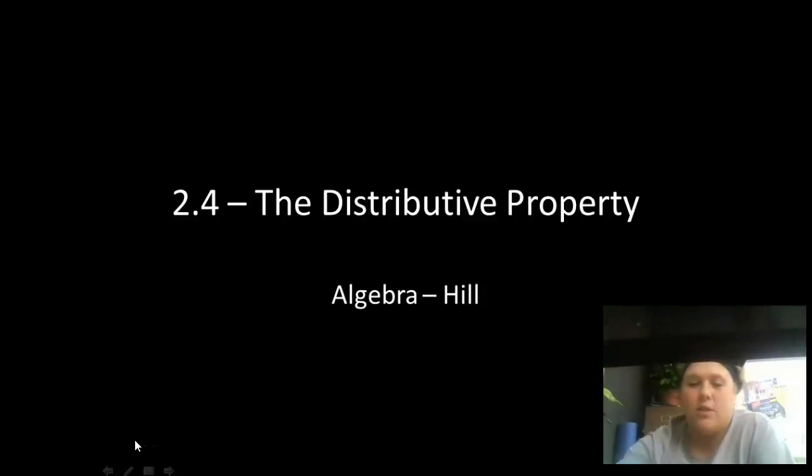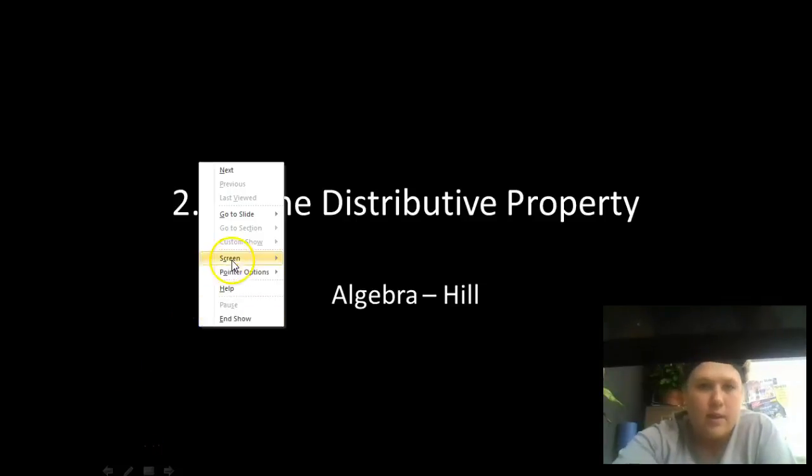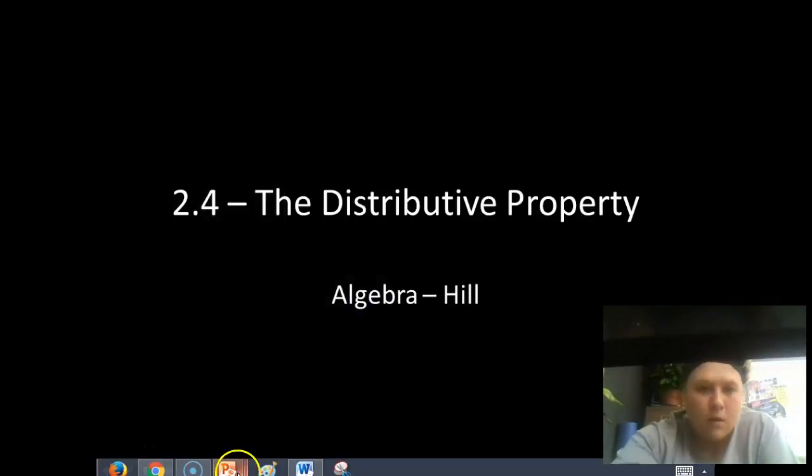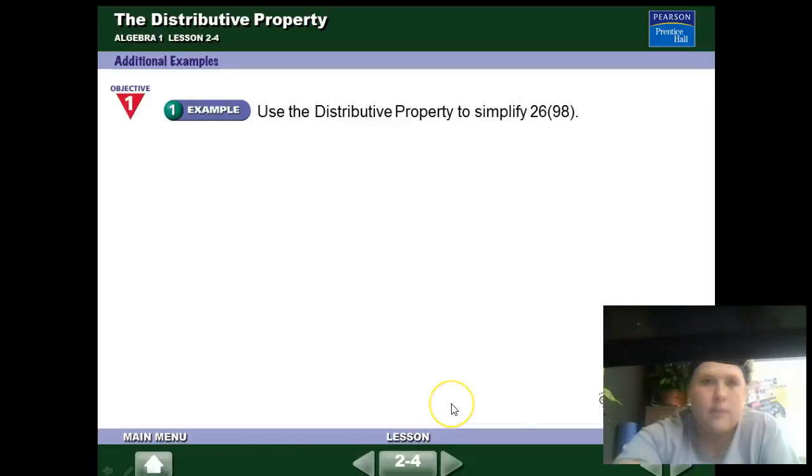Today we're working on 2-4, which is the distributive property. We're going to go straight into some examples here. So let's take a look. First example is asking us to simplify 26 parentheses times 98.